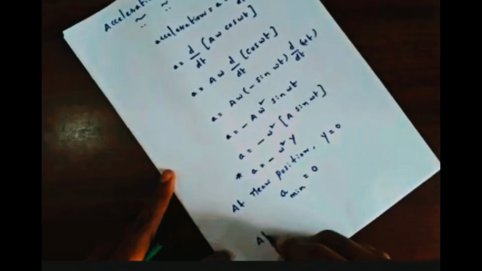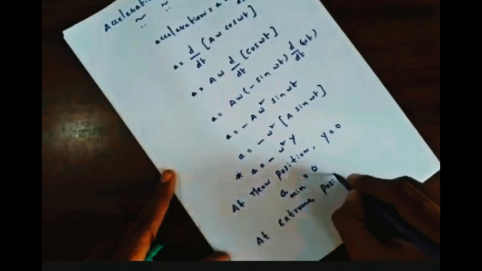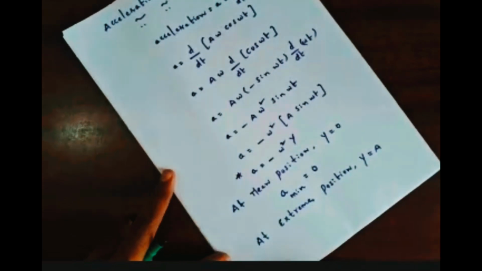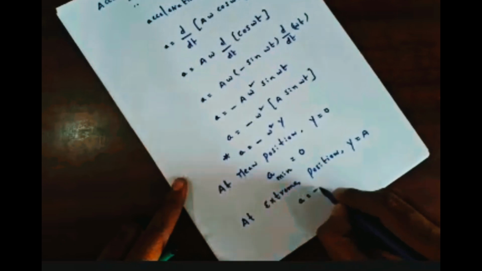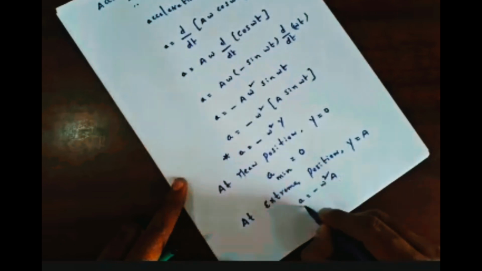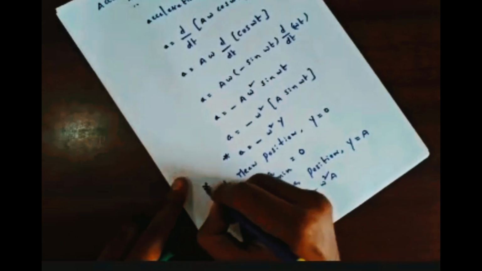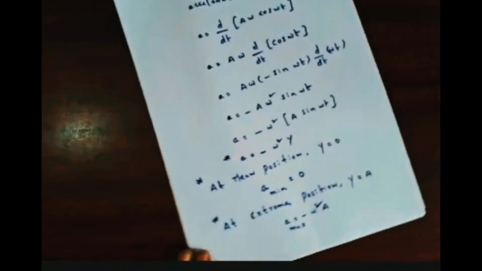At extreme position. Extreme position means, what is the meaning of that? y is equal to a. So if y equals a, then you get y is equal to minus omega square a. This itself is called the maximum, a max. At mean position, the acceleration is minimum, whereas at the extreme position, the acceleration is maximum. So like this, we can consider the acceleration of the particle.